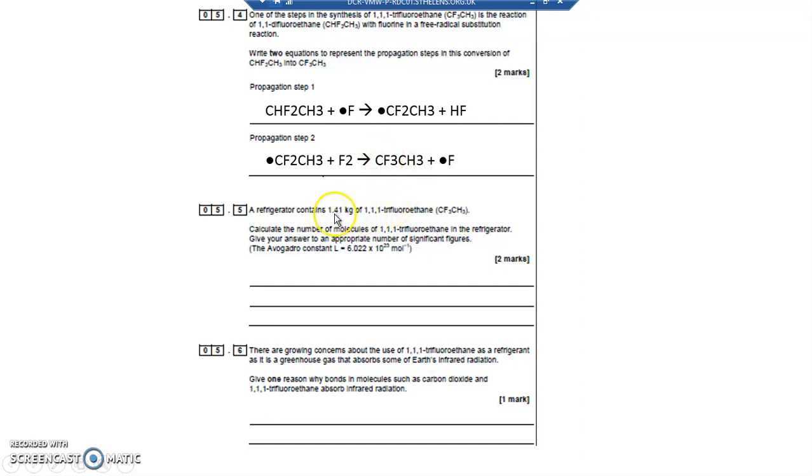A refrigerator contains 1.41 kilograms of this chemical. Calculate the number of molecules in the refrigerator. Give your answer to the appropriate number of significant figures. So why are we given mass? Why are we given a formula? We must be asked to work out the number of moles.